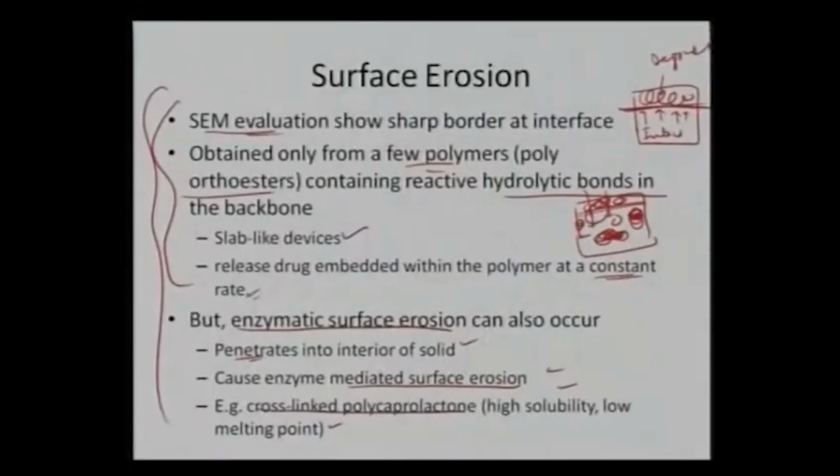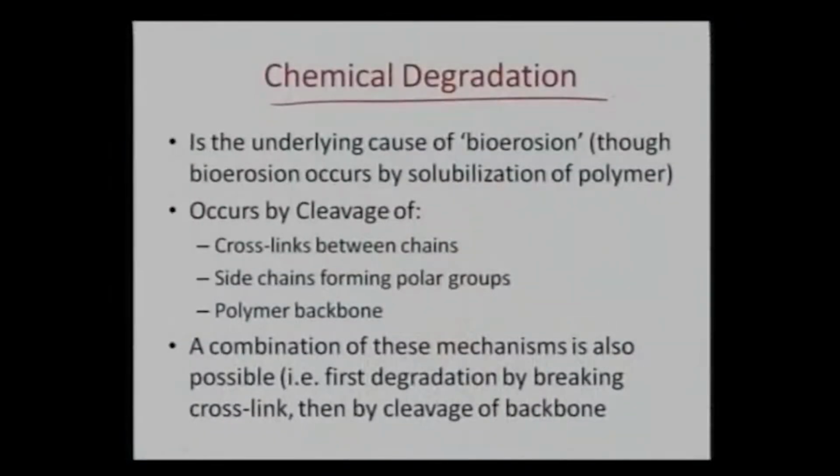But again, though they might have very controlled drug delivery, they can also be assisted by certain enzymes, and in that case the enzymes can penetrate much deeper into the material, and then it can lead to erosion happening at a much more rapid rate, or it can also occur in the bulk of the material. So chemical degradation is basically the underlying cause of bioerosion.